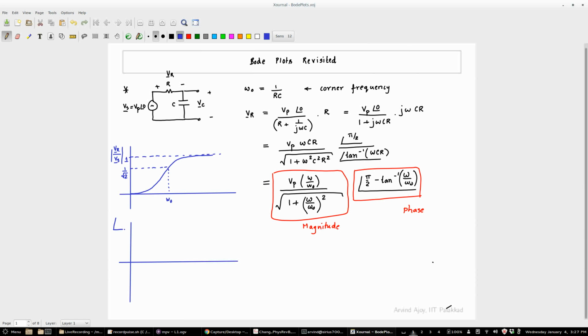And what happens at omega equal to omega 0? At omega equal to omega 0, I hit a value of 1 by root 2. Alright, and similarly I can plot the phase of VR divided by Vs, and the phase again corresponding to this particular function drawn above.